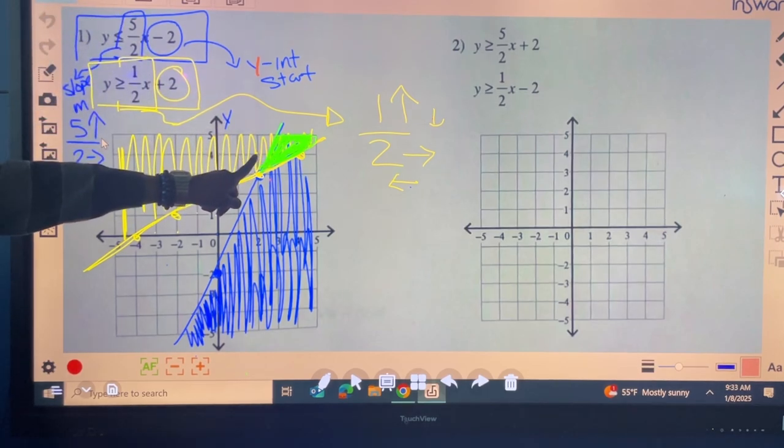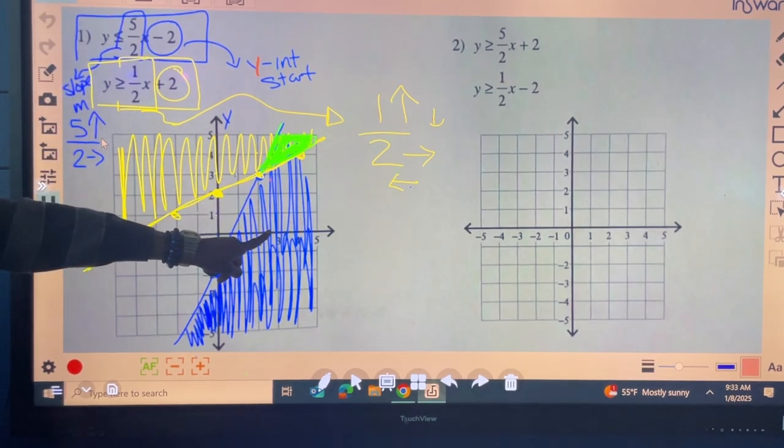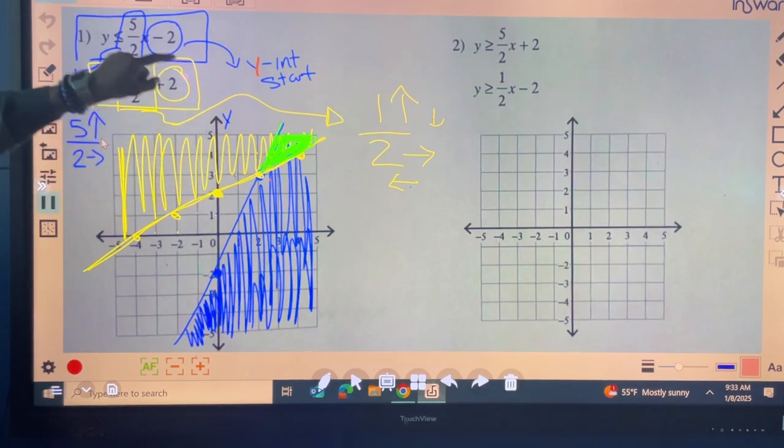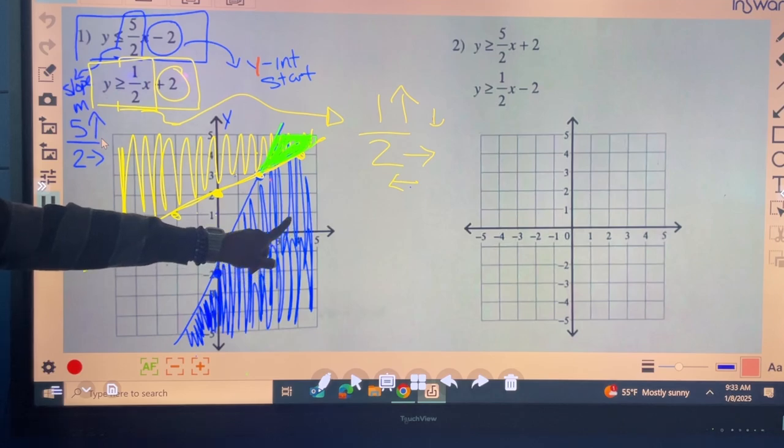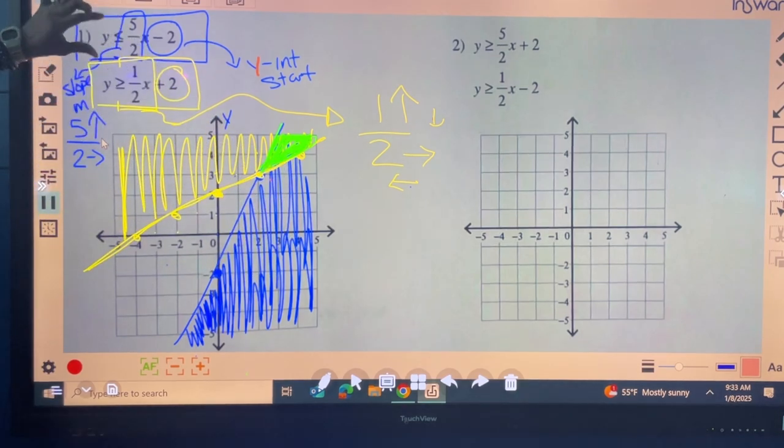So this number, 3 and 4, will work for both. 4 and 4 will work for both.